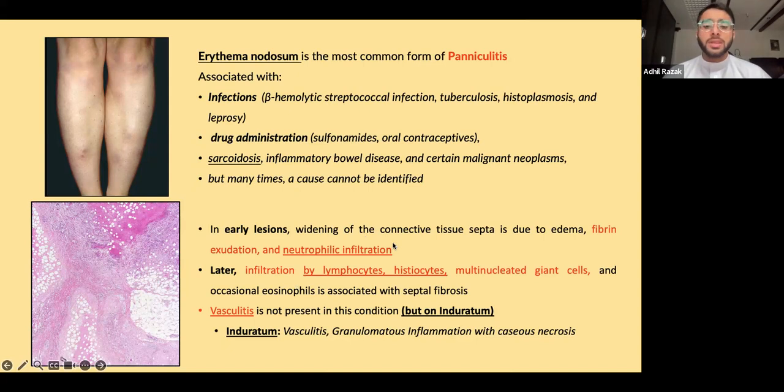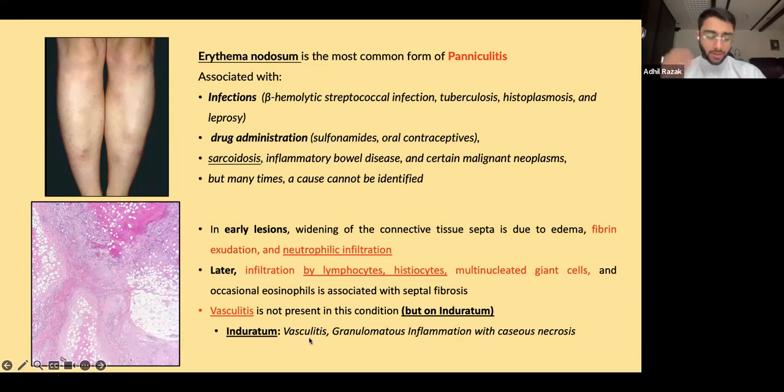So in the question vignette, if they describe neutrophil infiltration and fibrin exudation, it is an early erythema nodosum infection. But if they say lymphocytes, histiocytes, multinucleated giant cells, it is a later presentation. This applies to pretty much every condition there is. In the beginning, it's always neutrophils and fibrin. Later on, when the disease gets worse, you see lymphocytes, histiocytes, and multinucleated giant cells coming in. So this is kind of like a general infection ABC: first neutrophils, and then lymphocytes, histiocytes, multinucleated giant cells.